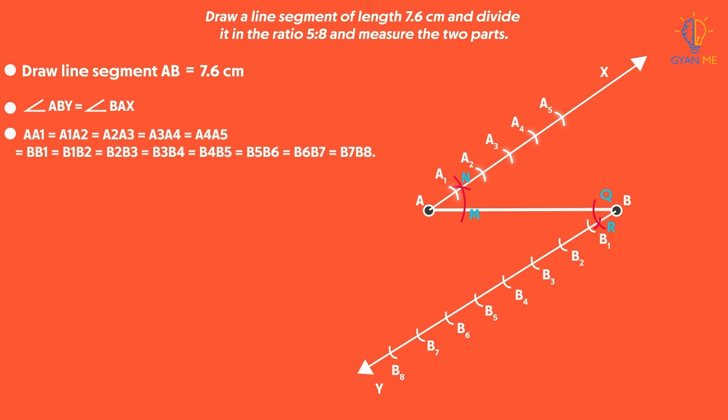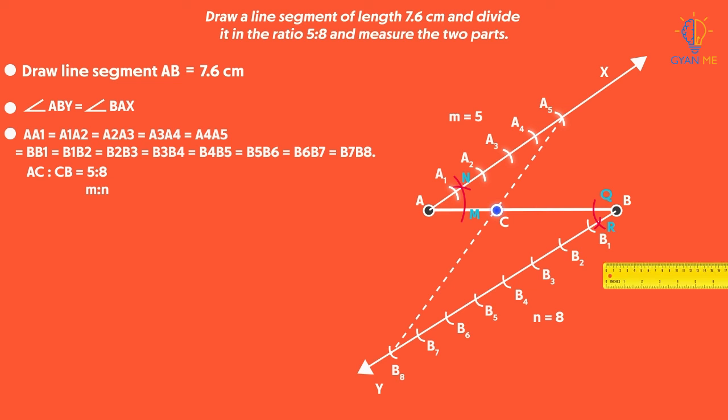Now students, can you answer why we took 5 points on AX and 8 points on ray BY? Yes, you are right. 5 and 8 are the numbers given in our ratio. And as we said, mark the points equal to first number on upper ray and points equal to second number on lower ray. Now join A5 and B8 such that it will intersect AB at point C. Therefore, AC is to CB is equal to 5 is to 8. The C is our required point which divides AB in a given ratio of 5 is to 8.